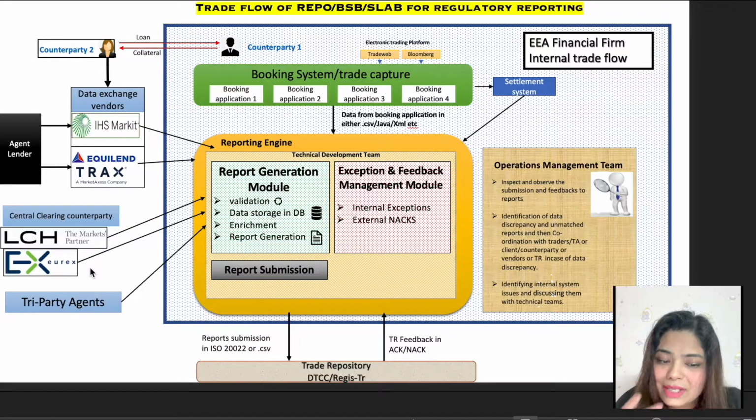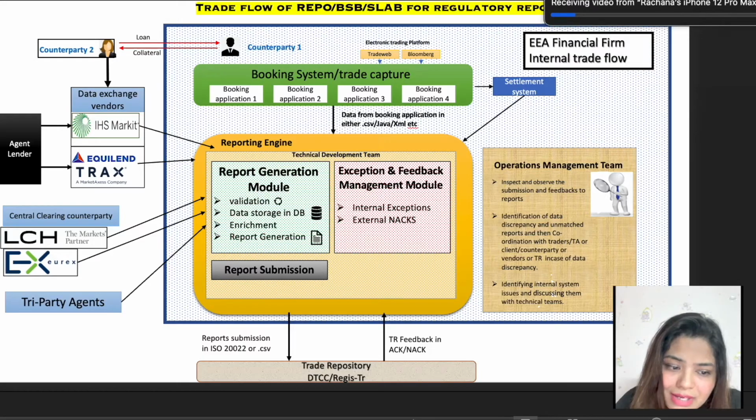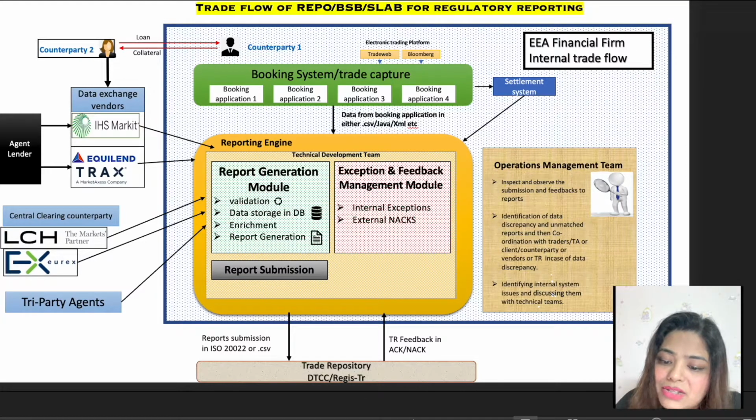Major known CCPs in European markets are LCH, that is the London Clearing House, and Eurex. So this CCP also provides its side of the data to the reporting engine. This data is then reported under SFTR as a trade event and margin update event.